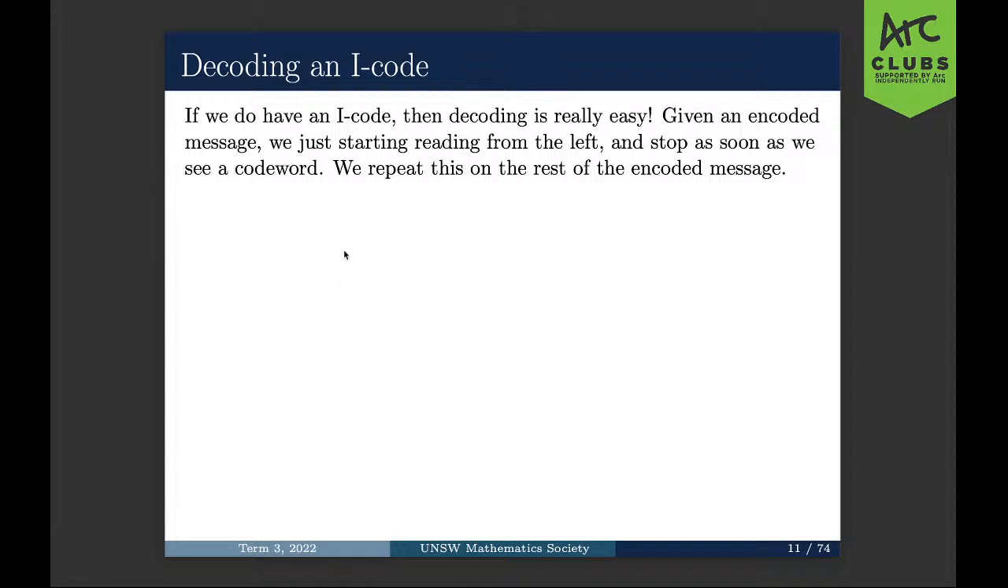Okay, so if we do have an I code, how do we decode? Well, it's actually pretty easy. If we have an encoded message, we just start reading it from left to right, and we stop as soon as we recognize a code word. So we're doing a greedy strategy where we translate, as soon as we recognize a code word, into the corresponding source symbol, and we repeat this strategy for the rest of the encoded message.